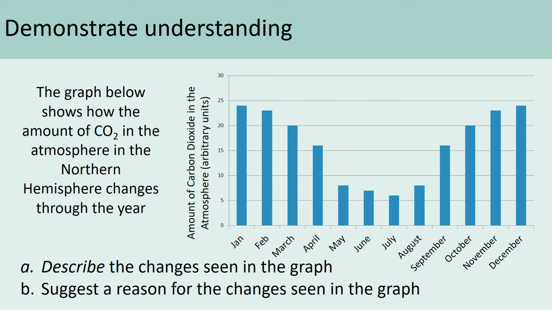And very well done if you thought that it's because the trees and plants are working in the summer and then they're dormant, or you can say the leaves drop, or they're not photosynthesizing in winter. So they're not taking that carbon dioxide out of the atmosphere. Very well done if you got that. Don't panic if you didn't. If you can see that now, then that's great.